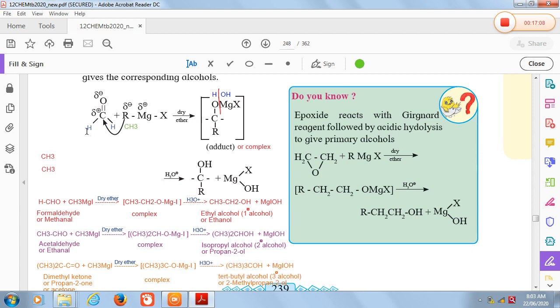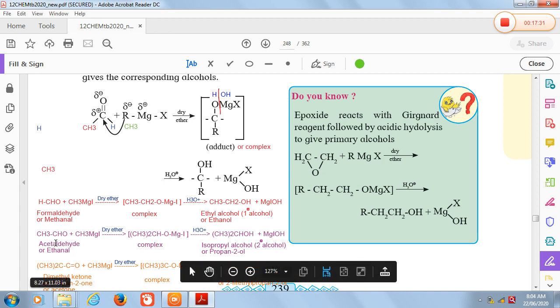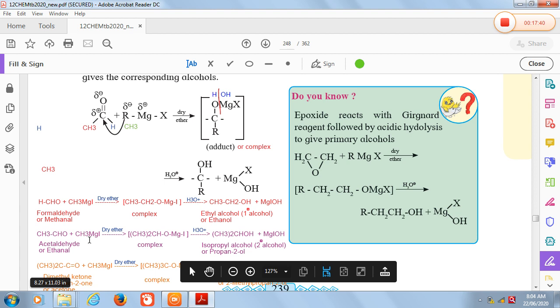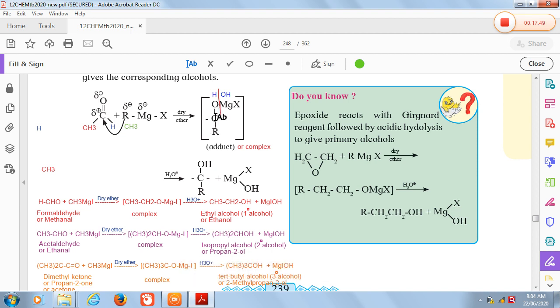Then instead of formaldehyde, if we take any aldehyde other than formaldehyde, that means one alkyl group attached to the carbonyl carbon and another is hydrogen, so your compound becomes CH3 C double bond O H, that means acetaldehyde, or two carbon aldehyde, ethanal, reacting with CH3MgI. So that is the Grignard reagent. This CH3 is attached to this carbonyl carbon, and C double bond O is converted to C single bond O.